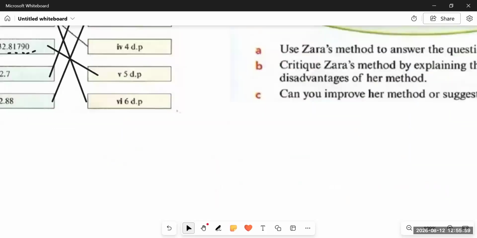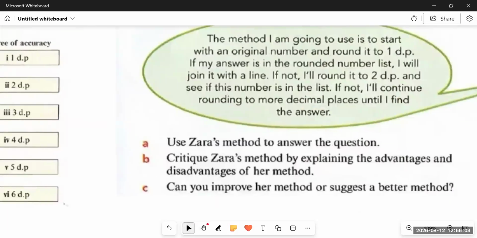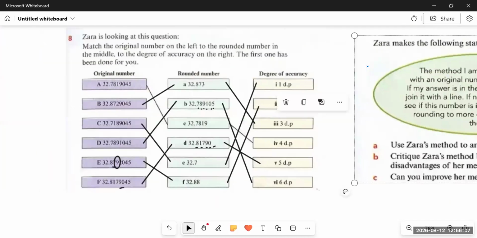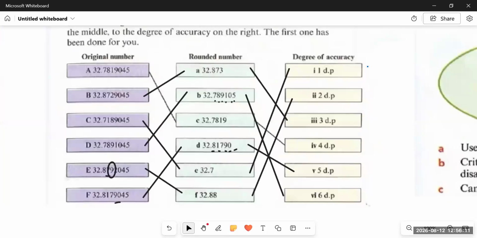So students, we have already solved this question, and if we talk about whether we can improve our method or suggest a better method, yes, starting from the rounded number and going to the original number is a better option instead of starting from the original number and checking it for one decimal place, two decimal places, three decimal places, and so on, which is a very lengthy process. Okay, so let's not go for it.